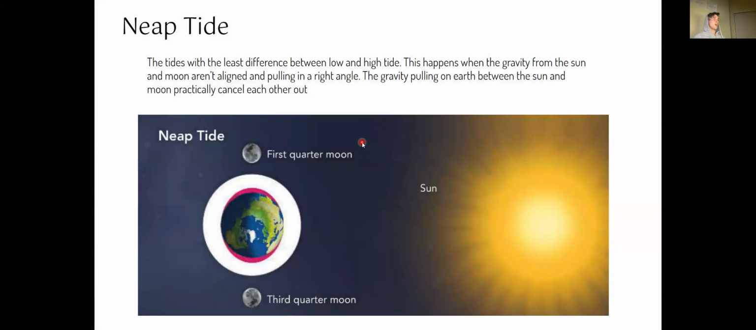Oh, no, I didn't. All right, and then the neap tide. The neap tide is the tide with the lowest difference. So it's not a very strong tide. It's because the moon is pulling one direction this way, and then the sun's pulling this direction this way. And they almost sort of cancel each other out, so the tide's not really strong. So it's very small differences. That's it. I think that's everything.